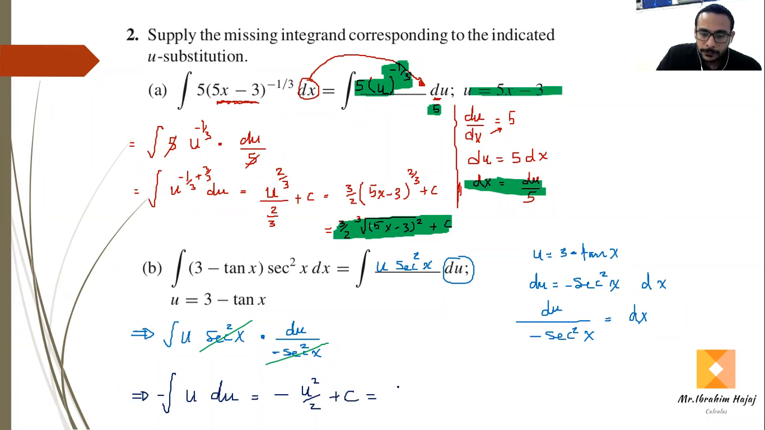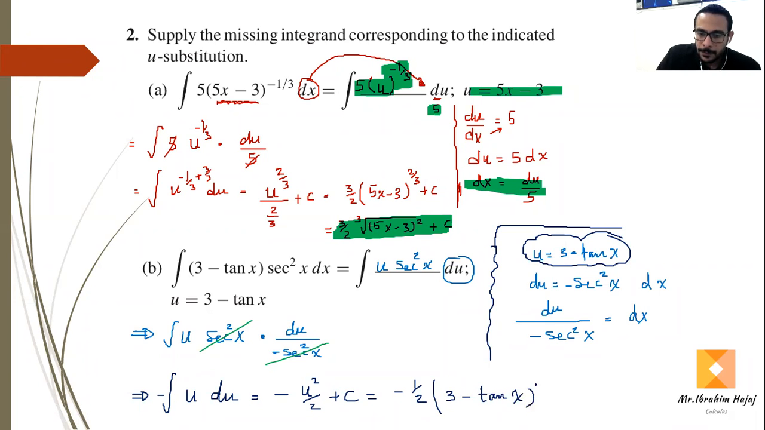Yes. Negative half, then we replace with the original value of u. 3 minus 10x, to the power 2, and then plus c. Thank you.